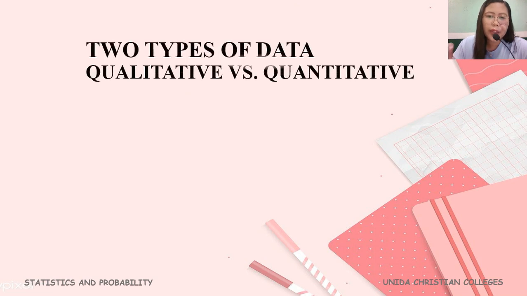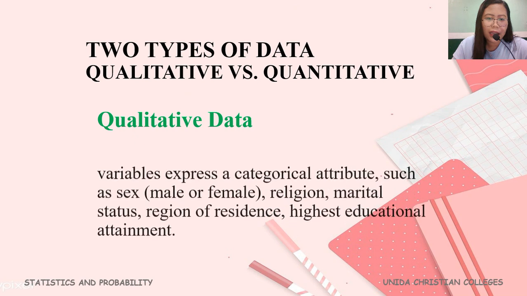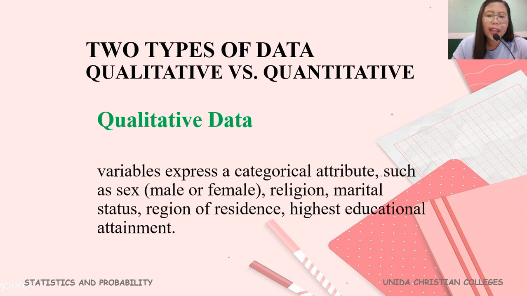Okay, so under the variable po, we have two types of data. We have the qualitative versus the quantitative. So let's have the qualitative. When we say qualitative data, from the word qualitative, quality. Variables expressed as categorical attributes. So meaning, we only categorize the characteristics such as sex. It can be male or female.